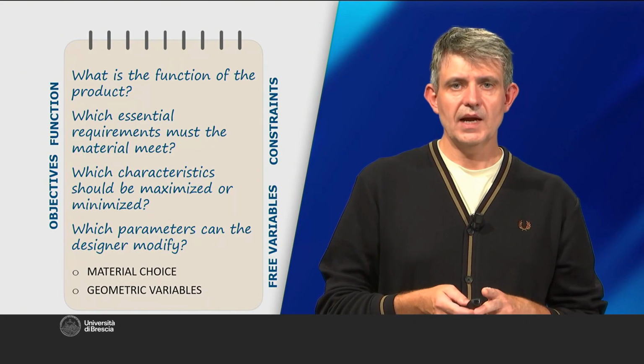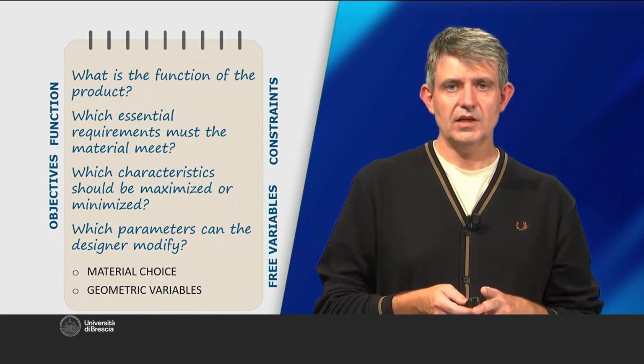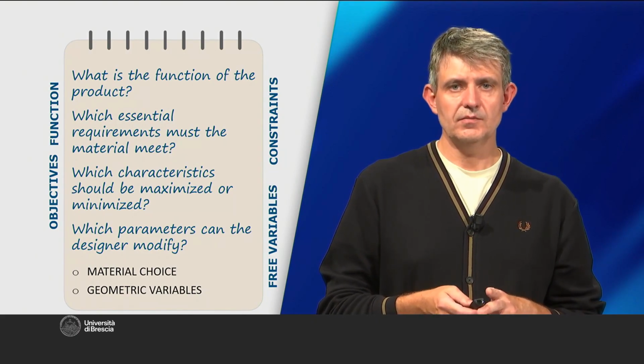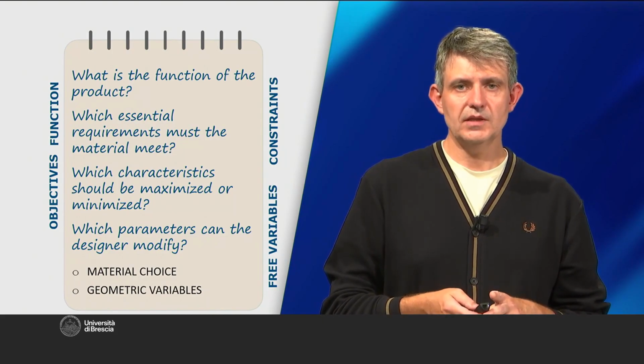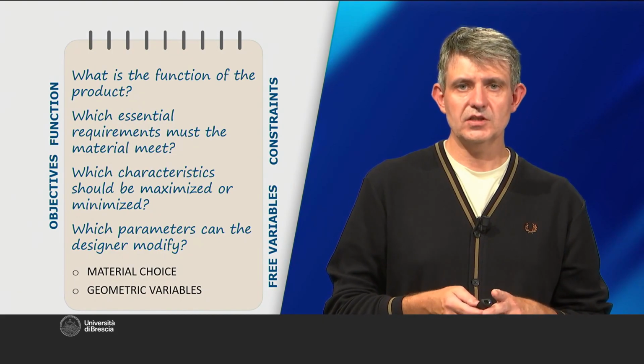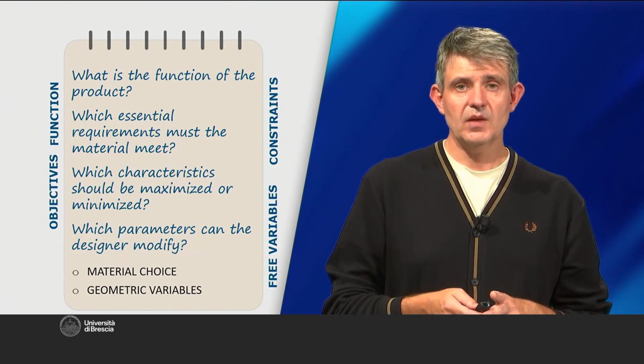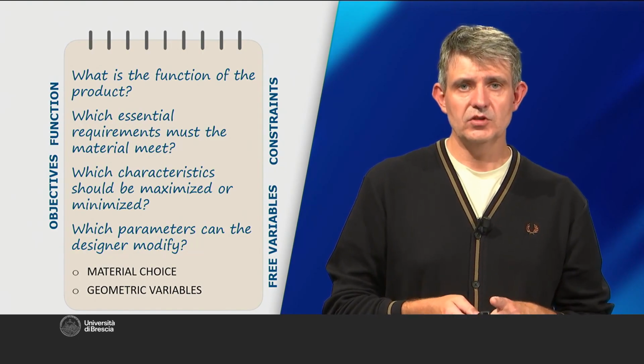The material that allows us to maximize or minimize one of these characteristics will be considered the best. And it is precisely based on these objectives that we can draw up a ranking of the material's performance. Finally, we ask ourselves which parameters the designer can change to optimize the objective. These will primarily concern the material and, where possible, the dimensions of the product that are not subject to constraints. These parameters are defined as free variables.